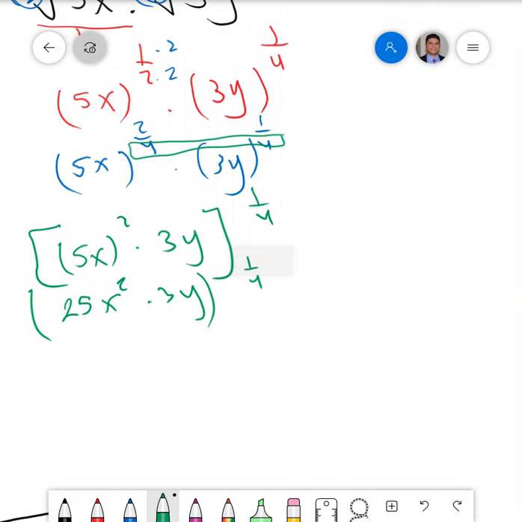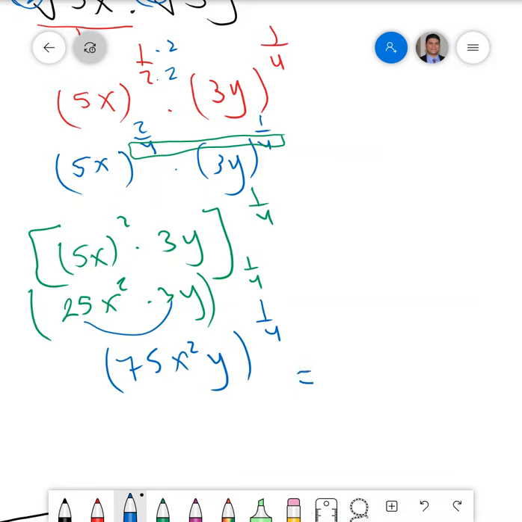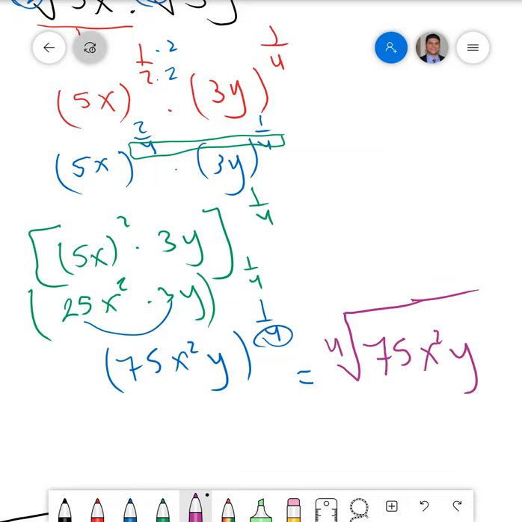Let's continue. So here, multiply number by number. 3 times 25 is 75 x squared y, all to the power of 1/4. Now we can convert rational exponent into radical. So the index will be 4. It will be fourth root of 75 x squared y.